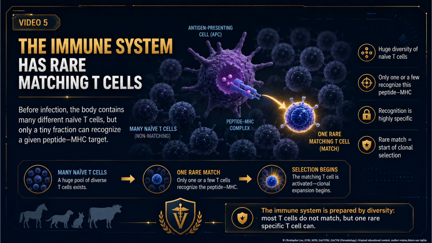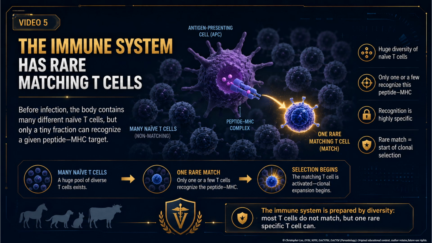Let's start with the challenge. The immune system has an enormous diversity of naive T cells. That diversity is a strength because it means that the body is prepared for many possible antigens. But for any single peptide MHC target, only a tiny fraction of T cells will match. Most naive T cells are irrelevant to that specific antigen. They may be useful for something else someday, but they are not the right clone for this particular threat.